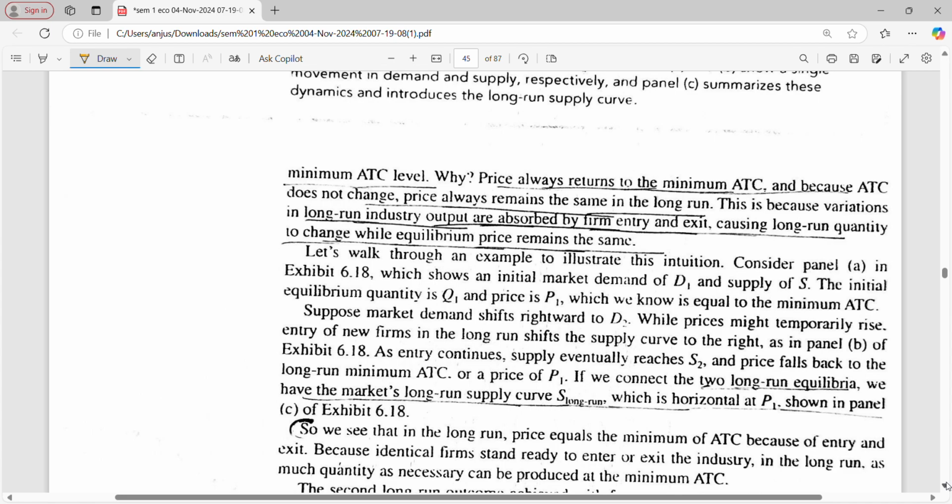So here, the second long run outcome achieved with free entry and free exit is that firms in a perfectly competitive market earn zero economic profits in equilibrium. Economic profits serve as an important signal as to whether firms are better off in the industry or in some other industry. If economic profits are negative, exit occurs until these profits rise to zero. If economic profits are positive, then entry occurs until economic profits fall to zero. It is really important.